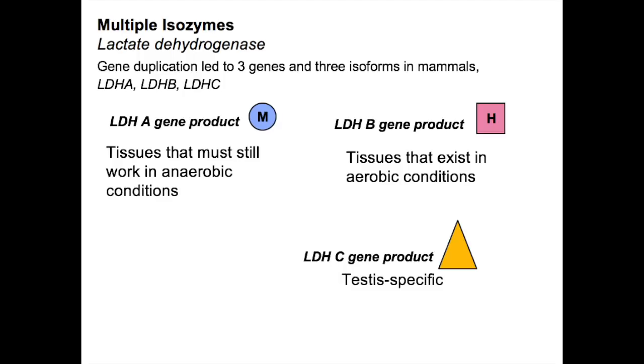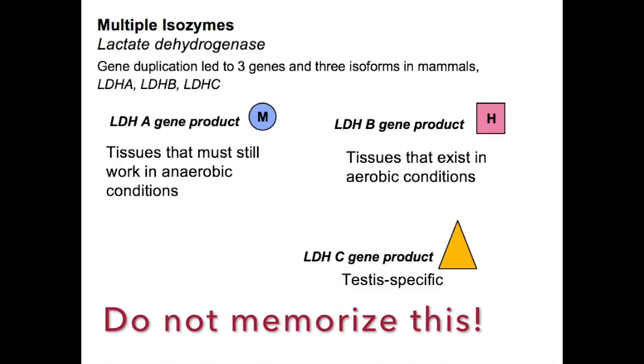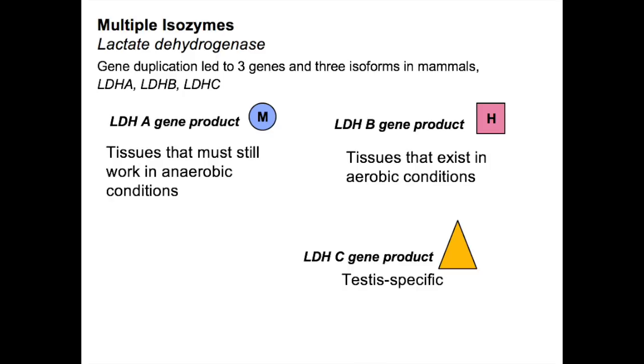So in mammals, there are 3 genes for lactate dehydrogenase, A, B, and C. The product of A is an M isozyme that's predominantly found in the muscles. The product of B is the H isozyme that's predominantly found in the heart in adults. The product of the C gene is predominantly found in testes. And so we're going to be concerned with the M and the H isozymes.